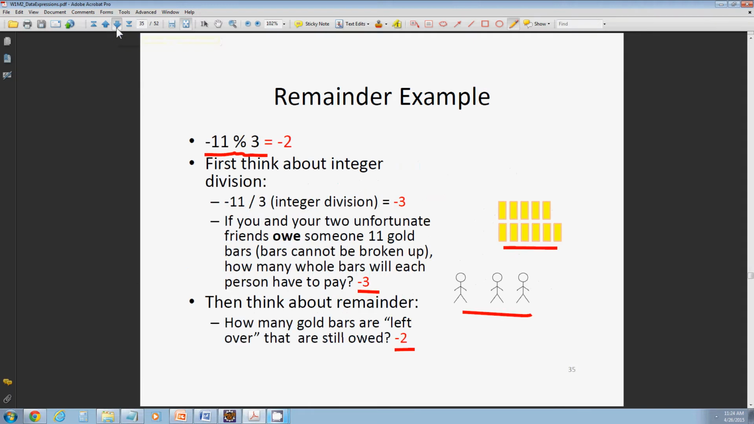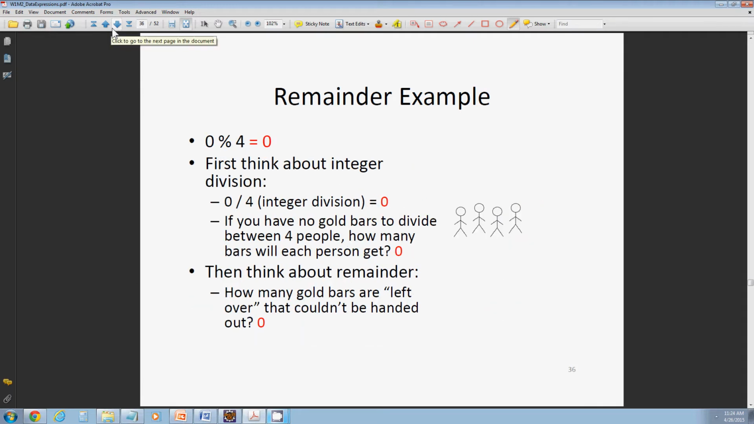We can walk through some more examples. So here's one last example, 0 mod 4. First of all, let's think about integer division. If we have no gold bars and we have 4 people, how many gold bars does each person get? This is a more realistic scenario, right? Because we have no gold bars, each person gets no gold bars. And then how many are left over? None. Okay, so 0 mod 4 is going to be 0. 0 mod any number is actually going to be 0.